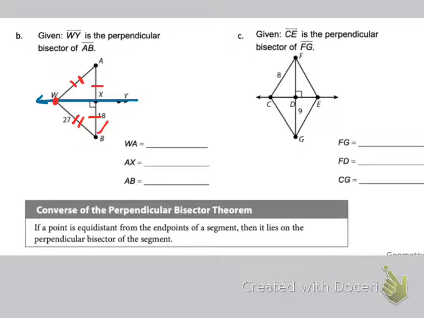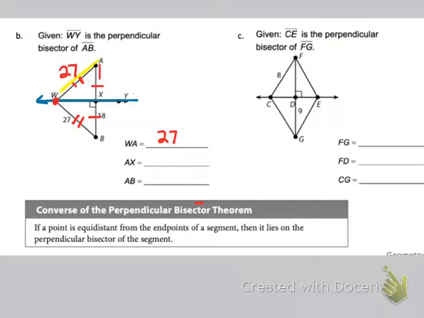They want us to find some lengths. Let's see if we have enough information to find all of them. So the first thing they ask us to find is WA. So they want WA, this part right here. Well, we can already tell that that has to be 27, because if we look over on the other side, it's marked 27. So 27.